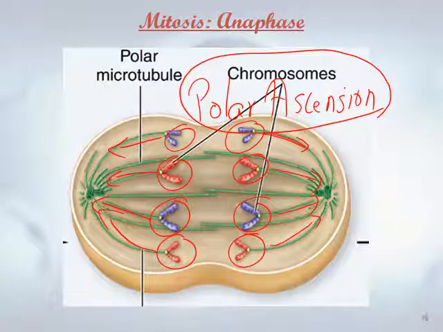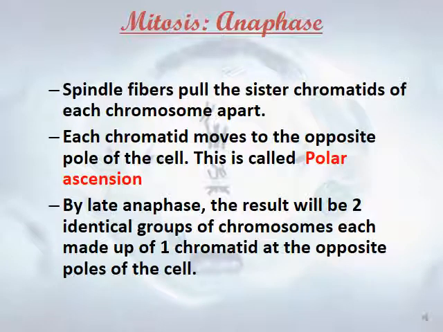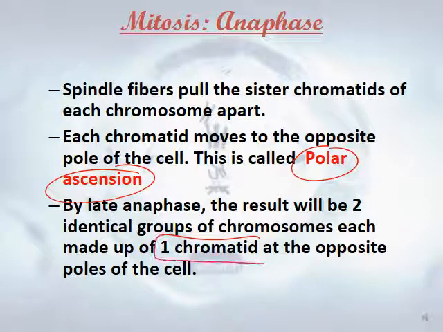As in metaphase we have the equatorial plate, here the result will be two identical groups of chromosomes. Each chromosome is made up of one chromatid at the opposite pole of the cell. So the events of anaphase: spindle fibers pull the sister chromatids of each chromosome apart. Each chromatid moves to the opposite pole of the cell. This is called polar ascension. And by late anaphase, the result will be two identical groups of chromosomes, each made up of one chromatid, at the opposite poles of the cell.